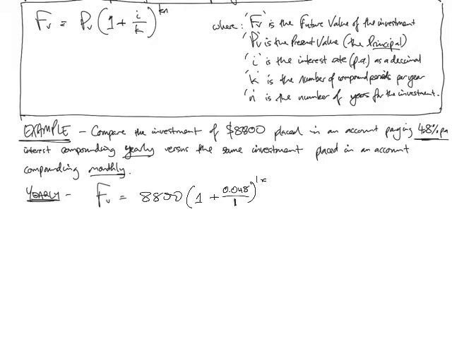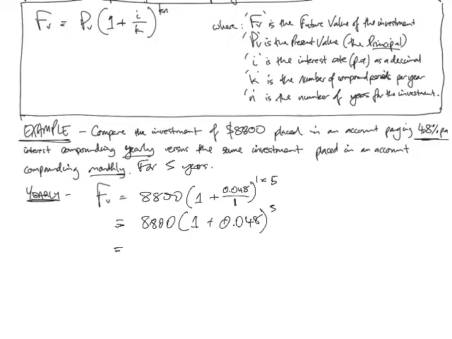Forgot that we needed a time period here, let's say for 5 years. So we need an N. So here it's going to be 1 times by 5. So it's going to be 8,800, 1 plus 0.048 divided by 1 is 0.048, 1 times by 5 is 5.